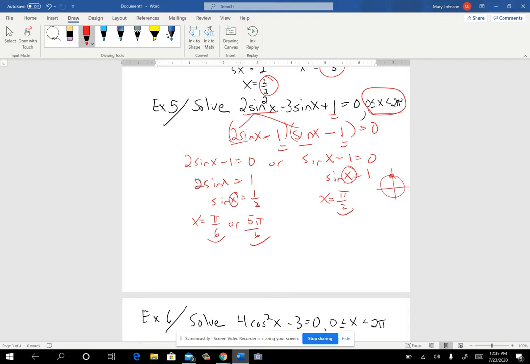All right, so that was one where you had to use a quadratic technique. You had to factor, and if you didn't come right out of an algebra class, you might be a little bit rusty on that, but I think you'll pick that one up pretty quickly. So we get pi over 6, 5 pi over 6, and pi over 2.